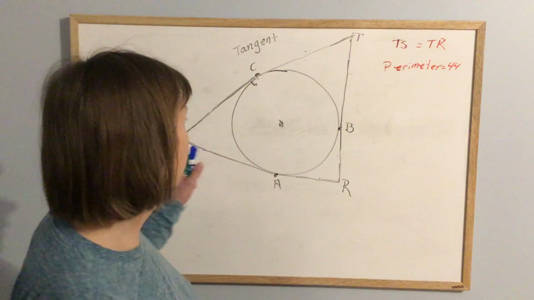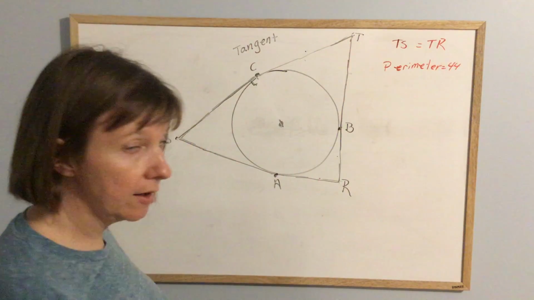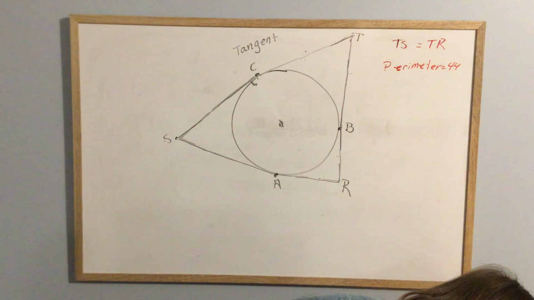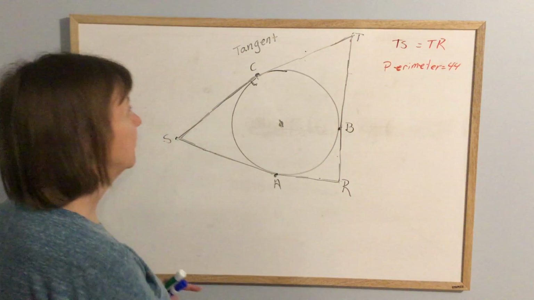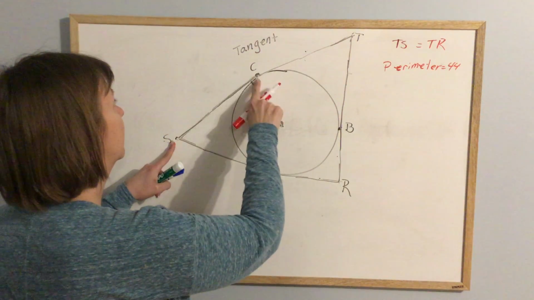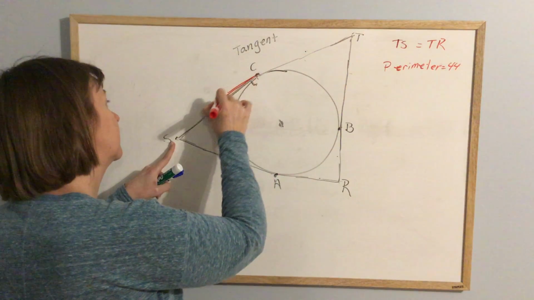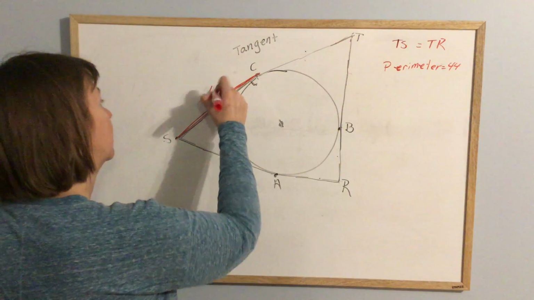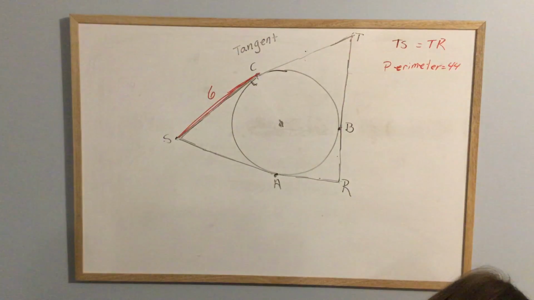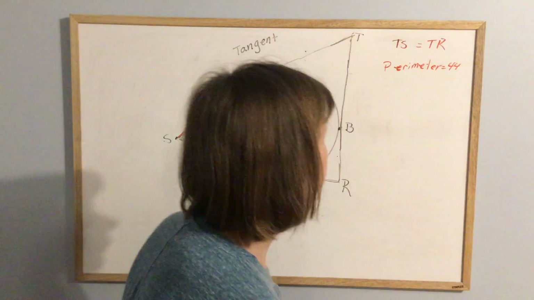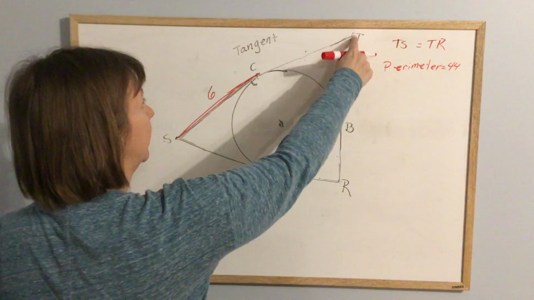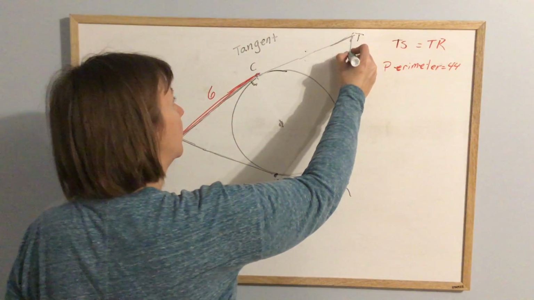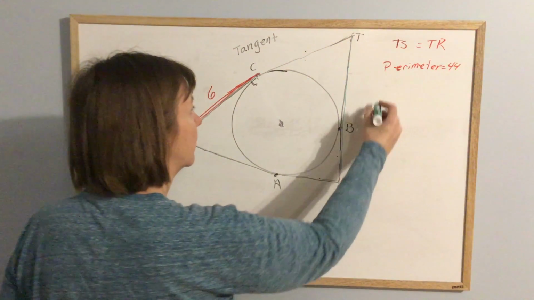So all the way, if this length plus this length is 44 centimeters, okay? From S to C, so from here to here, this right here, okay, is 6 centimeters. They want us to find the length of TR. They want us to find the length of this line right here. I will put that in green. They want us to figure out what is TR.